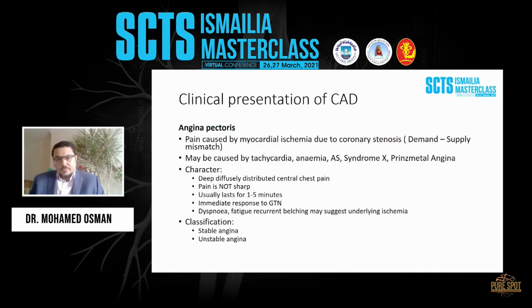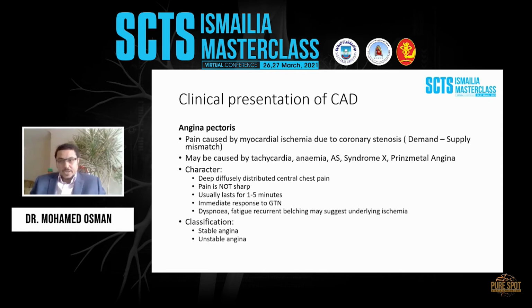The clinical picture of coronary artery disease: the classic picture is angina pectoris, which is defined as pain caused by myocardial ischemia due to coronary stenosis. And as with any ischemia, it's a demand-supply mismatch. This also might be caused by tachycardia, anemia, aortic stenosis, or syndrome X, where there's chest pain, or angina pectoris, without any coronary stenosis. Prinzmetal angina is also a cause, which is due to coronary spasm.